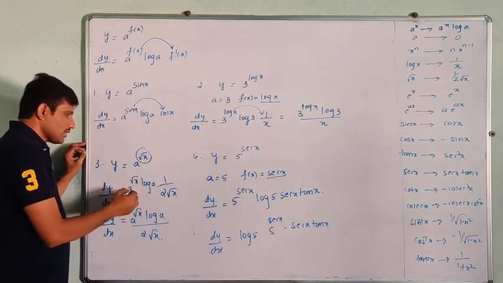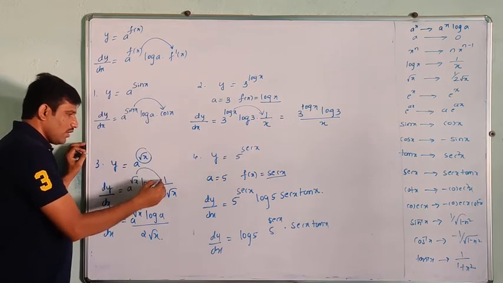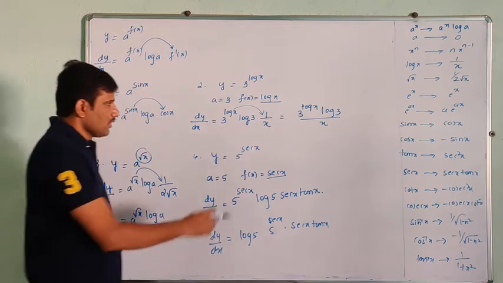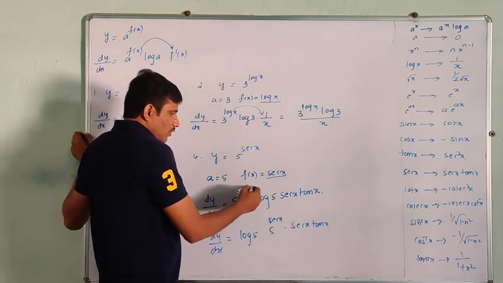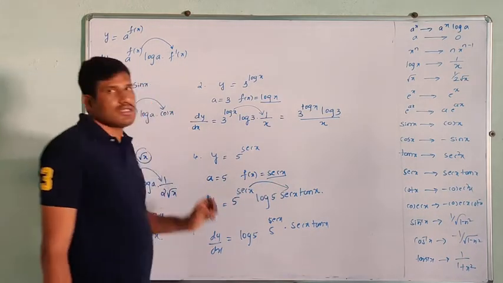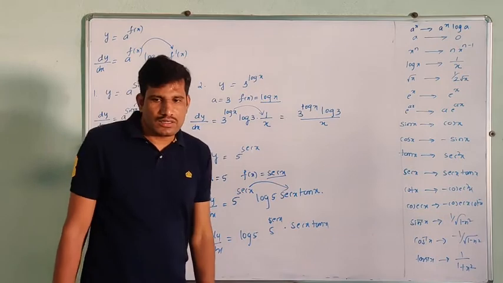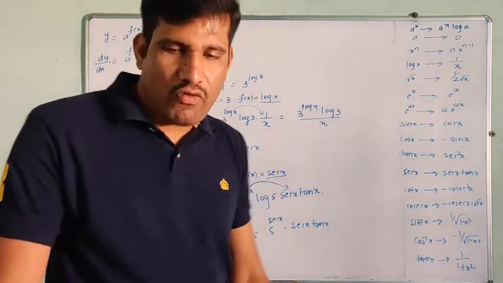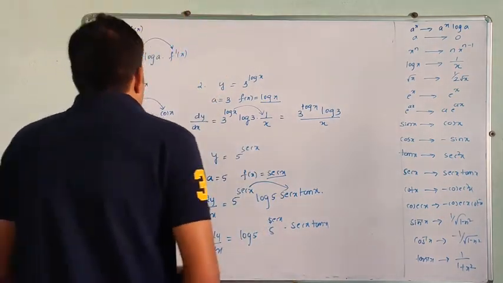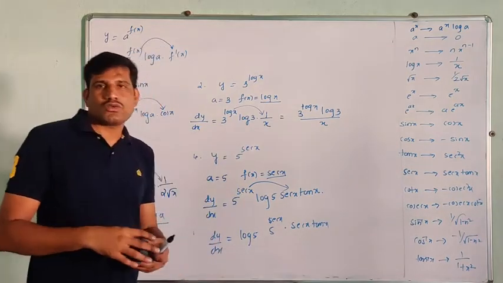So a raised to root x, a raised to root x into log a, derivative of root x is 1 by 2 root x. 5 raised to sec x, 5 raised to sec x into log 5, derivative of sec x is sec x into tan x. See, students? So these are the different forms in chain rule. After this, the next rule is product rule.